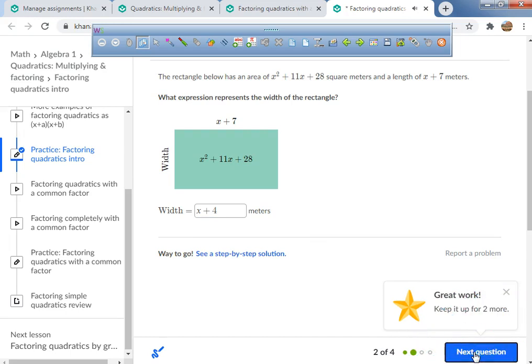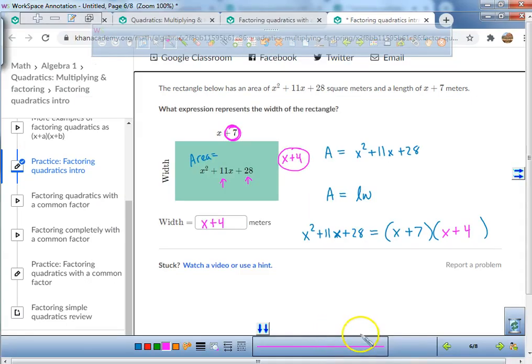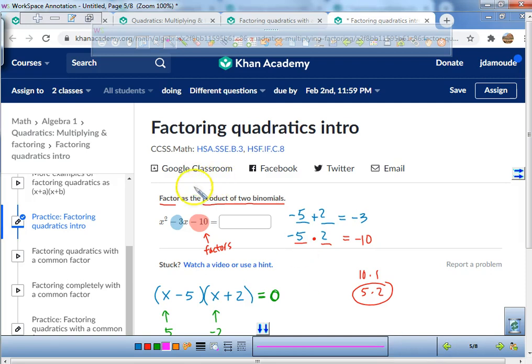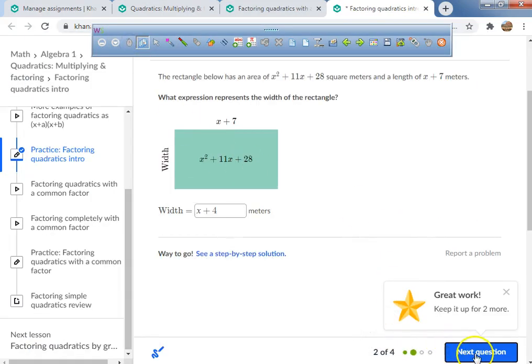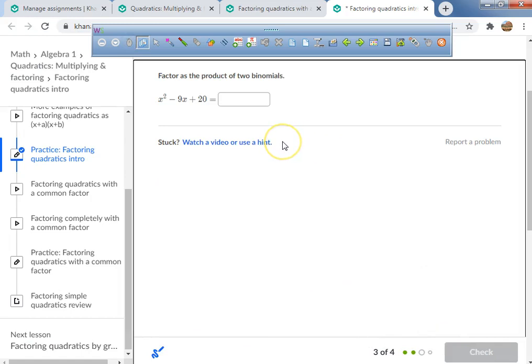What? Because remember, what was the last one? The last one we had to use parentheses because it said write it as a what? A product, so I had to use the parentheses. This one I just had to fill in the blank. All right, here we go. We're going to do one more, and then we're going to move on to our next section, okay?